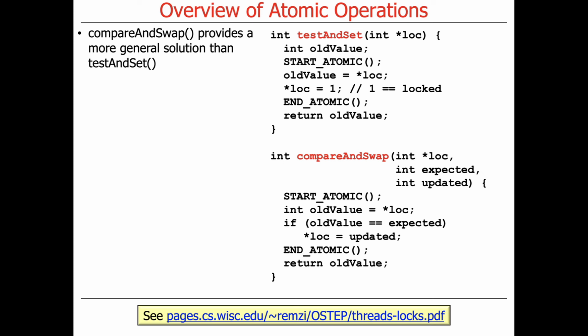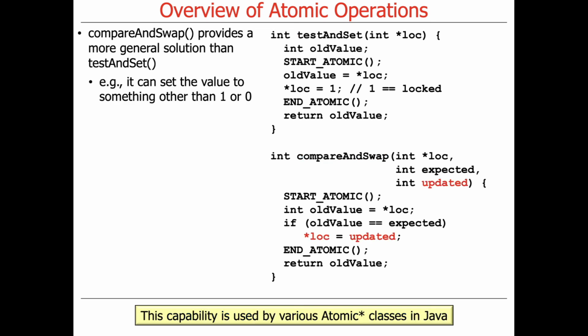So to the point I was just making, compare and swap is a more general solution than test and set. And that's because you get these expected and updated variables. So you can set the value to something other than 0 or 1. And that turns out to be very useful for some of the operations we're going to look at later, like atomic long, atomic integer, atomic Boolean, and so on.